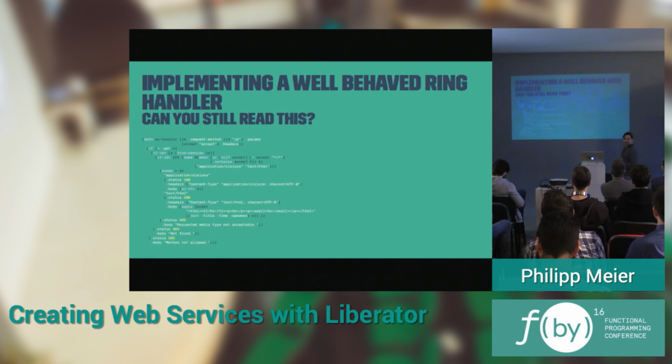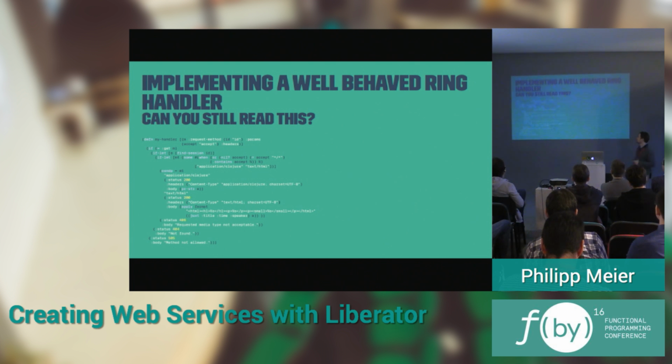And can you still read this? I don't think so. So I will explain to you what this is supposed to do. I guess this added content negotiation. So based on the accept header, we can either return application/clojure, which is a Clojure representation of the data, or text/html, which adds some formatting and all that. And if the client requests a media type which is not supported, it returns 406, not acceptable.